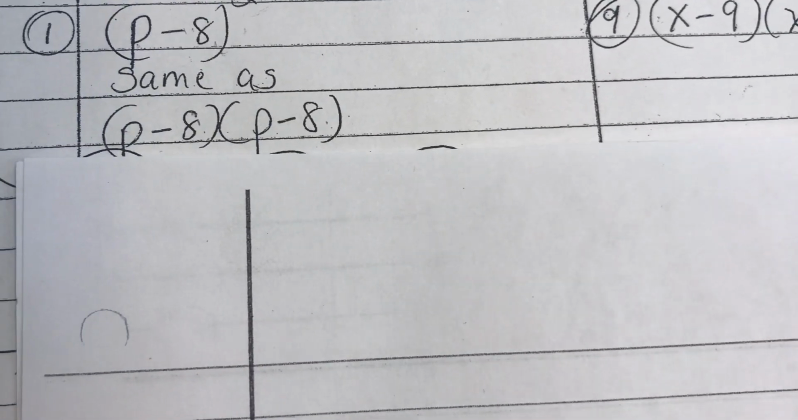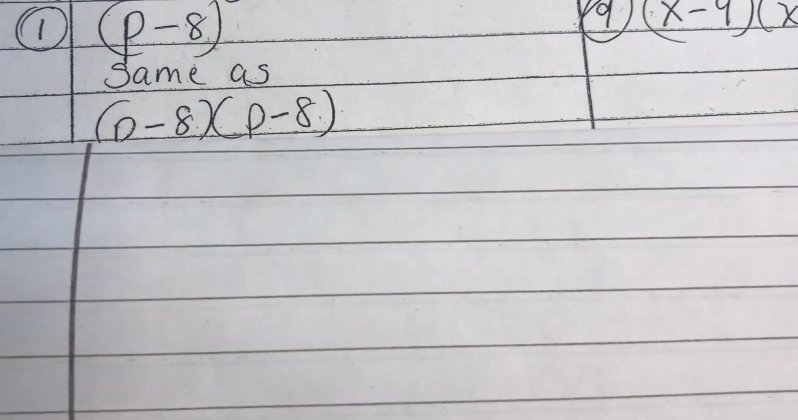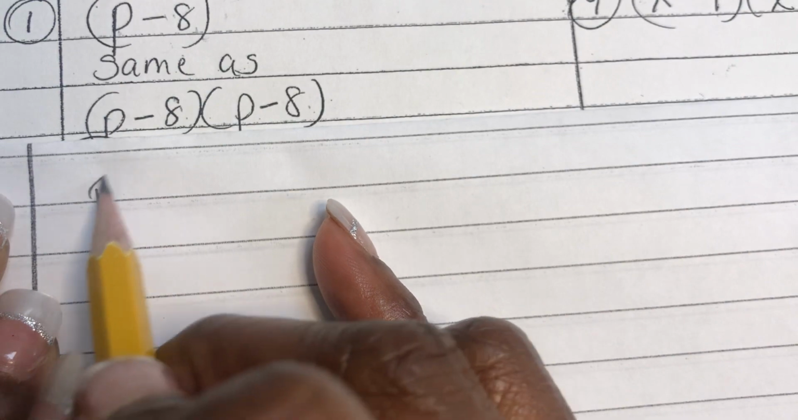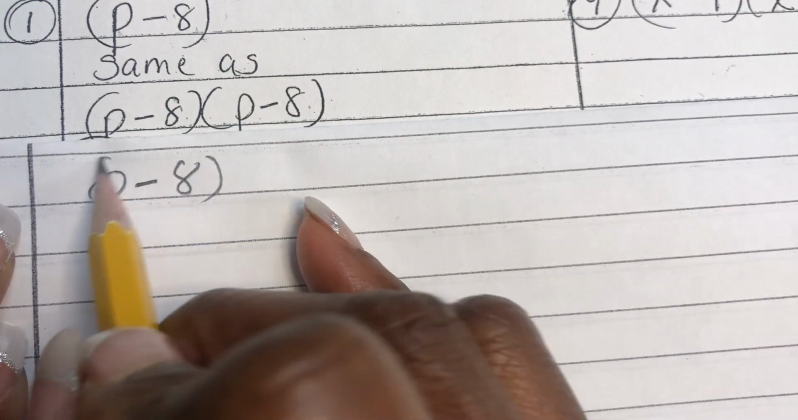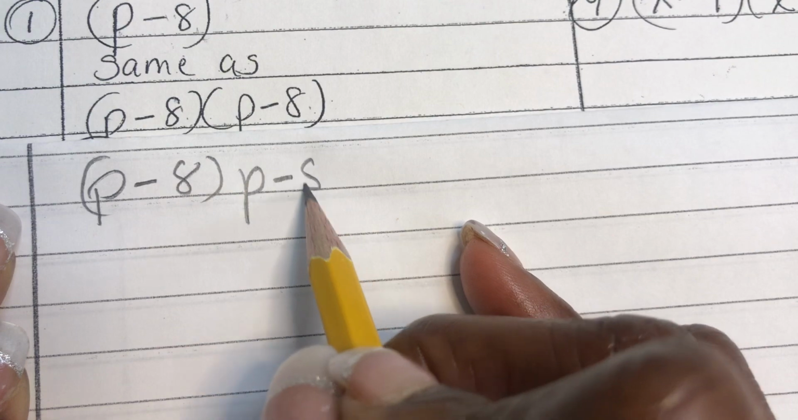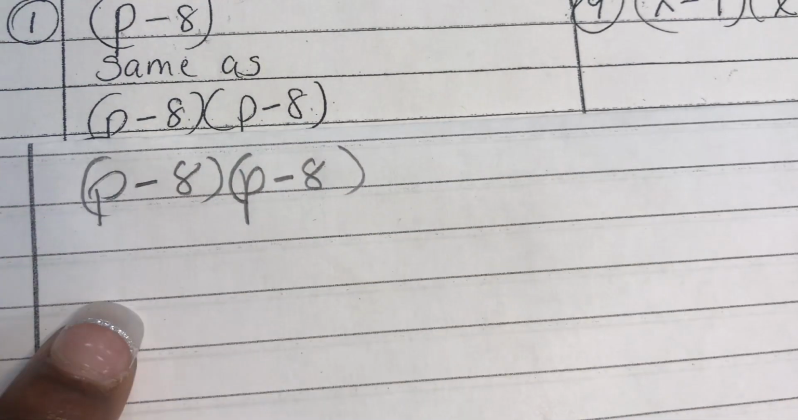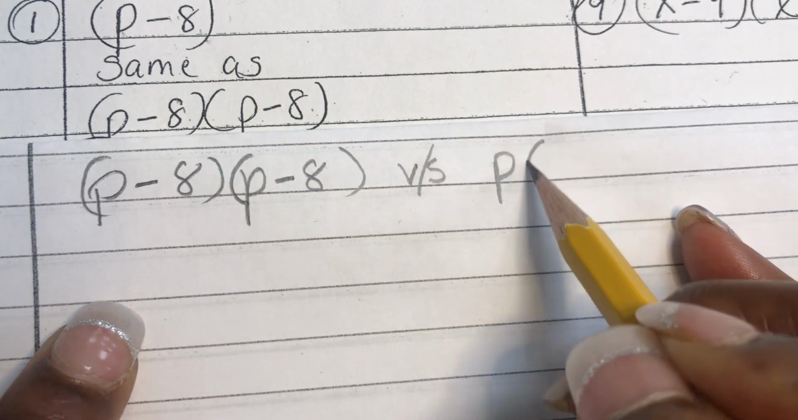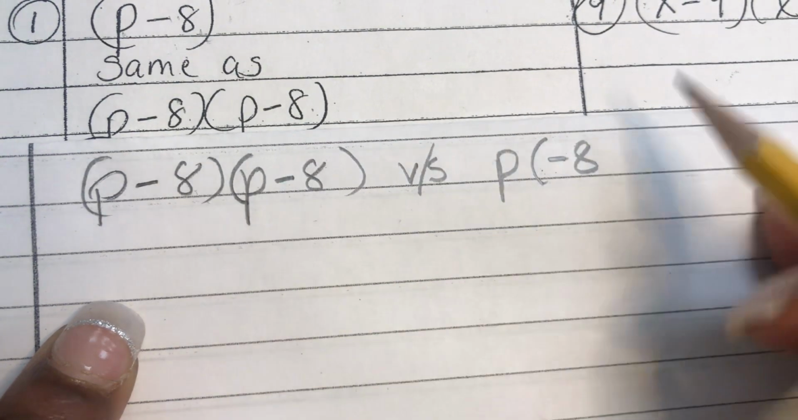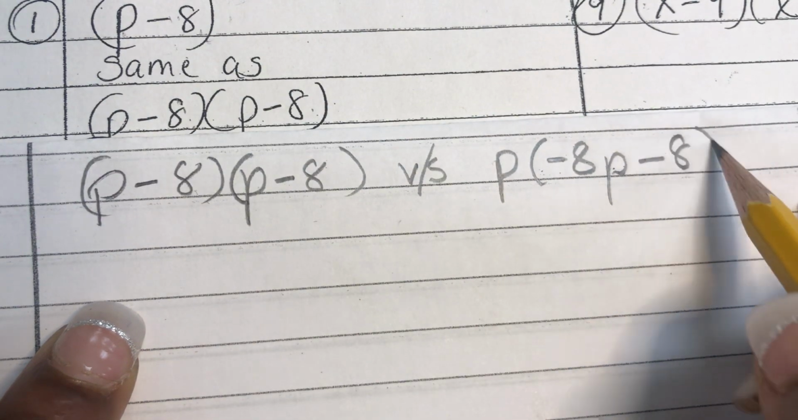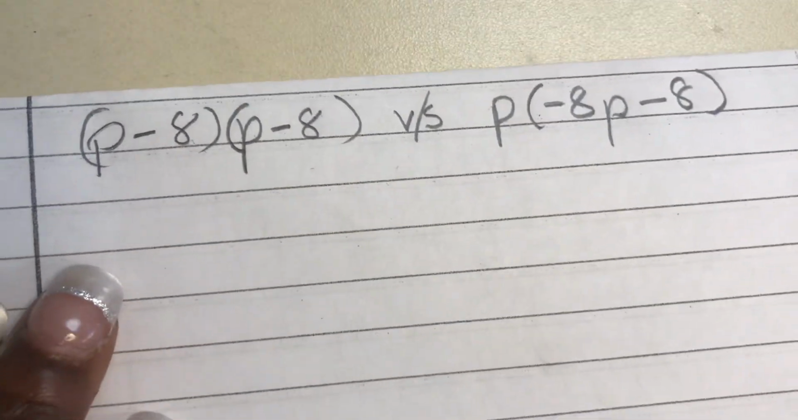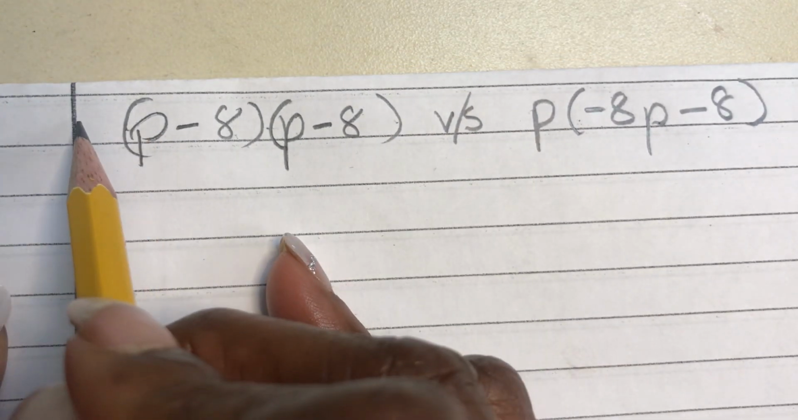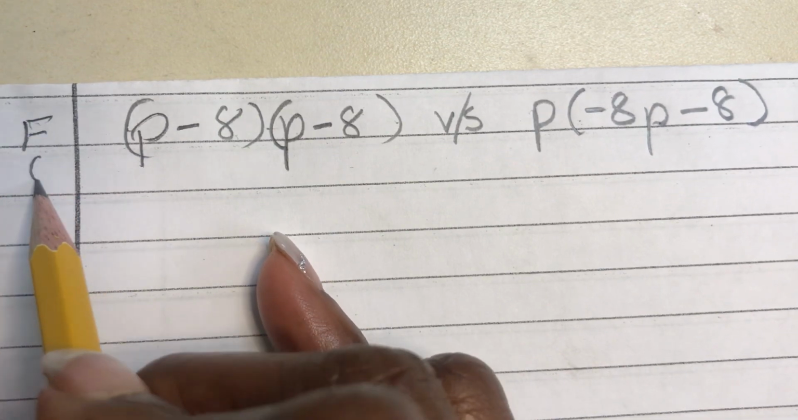So the first thing I'm going to do is rewrite so I have p minus 8 times p minus 8, versus p negative 8 p minus 8. Anytime you see two sets of parentheses, this means that you're going to use the FOIL method. F-O-I-L.